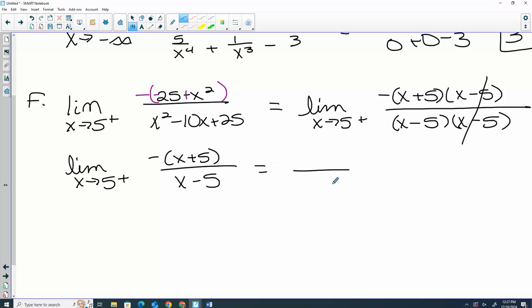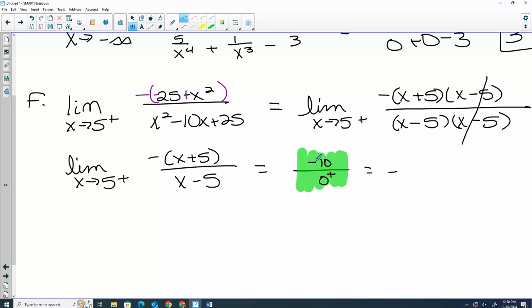So we did this as a matter of reasoning. And you have to be able to show me enough work that I know you're reasoning. So this step right here is pretty important for justifying that. If I put in the top, I have 5 plus 5, which is 10. So this is giving me a negative 10. On the bottom, 5 minus 5 is 0, but I'm approaching from the right. If you put in a number bigger than 5 and subtract 5, it's a positive. So if you take a negative divided by a positive, your answer is negative.